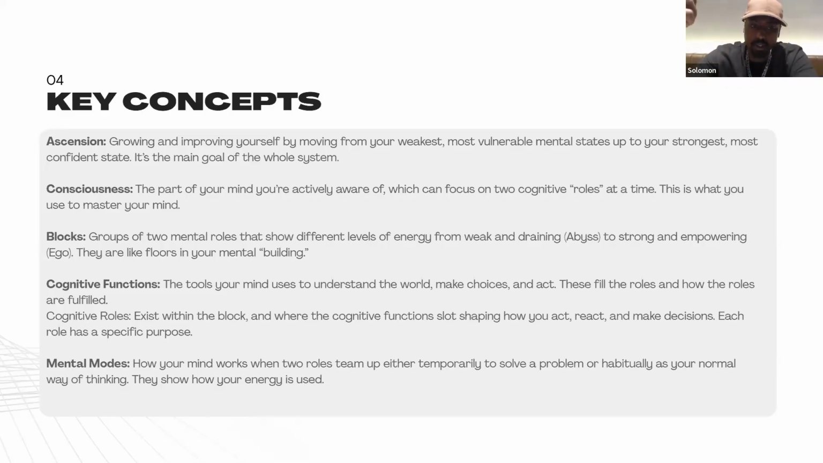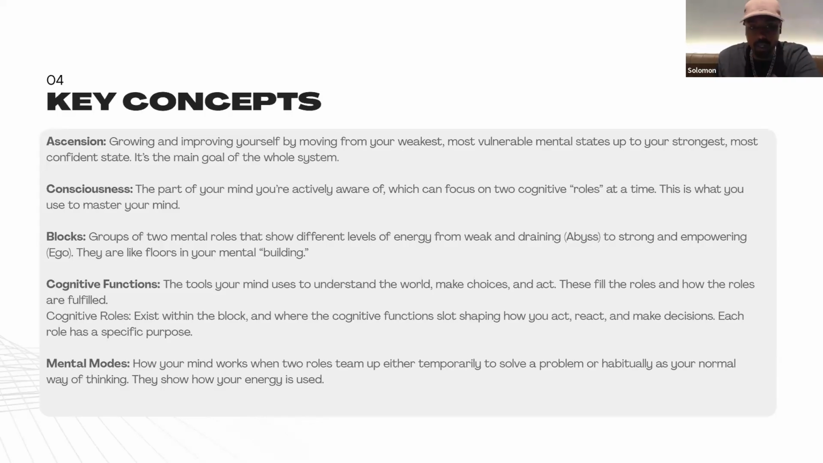Then we got the cognitive functions. I think this one we all know by now what those are. It's the tools that your mind uses to understand the world, make decisions, and act. Now, these fill the roles and how the roles are fulfilled. Now, let's talk about a cognitive role. A cognitive role is just another name for a cognitive slot. So, if you're from the John Beebe system, it's just another way of saying cognitive function slot. But a cognitive role exists within the block, and it's where the cognitive functions slot in, shaping how you act, react, and make decisions. And each role has a specific purpose.